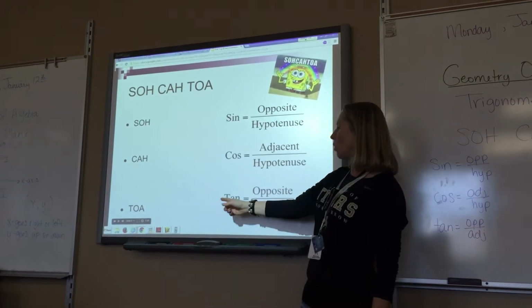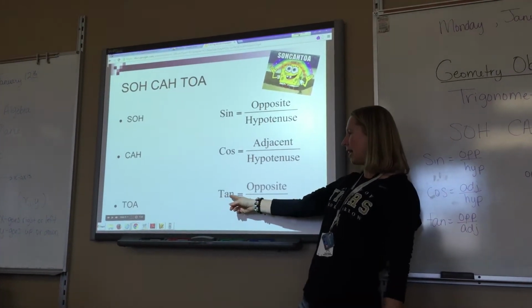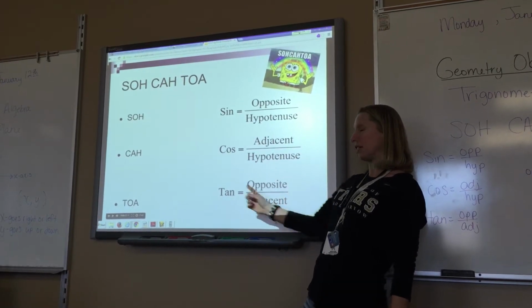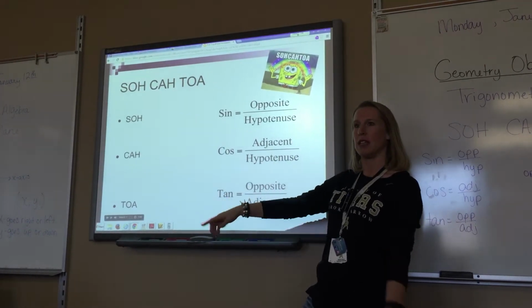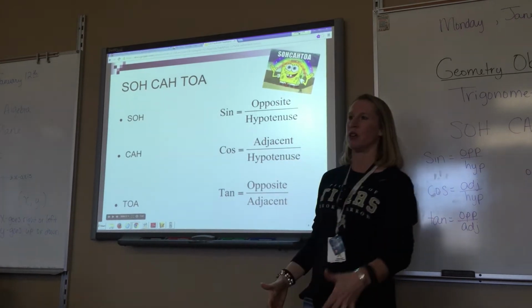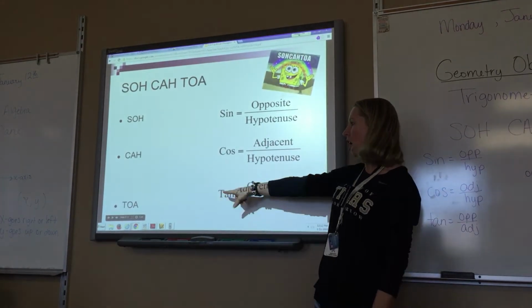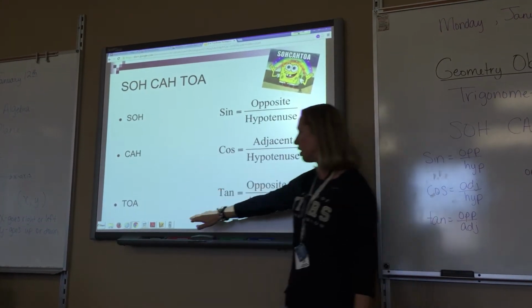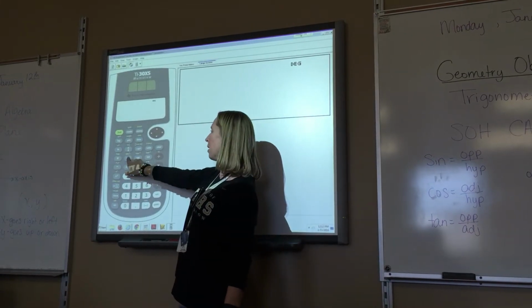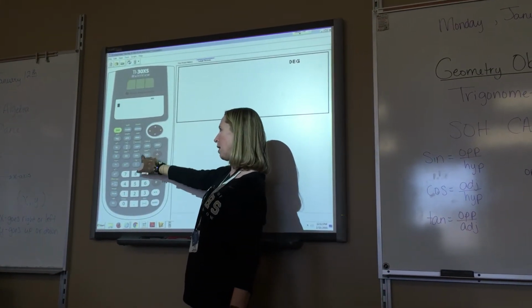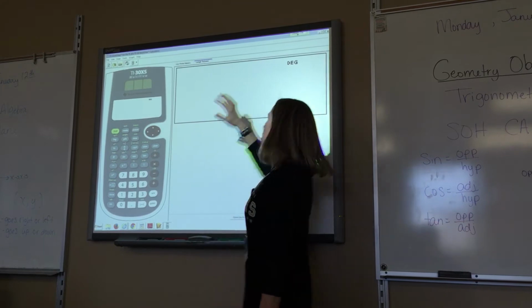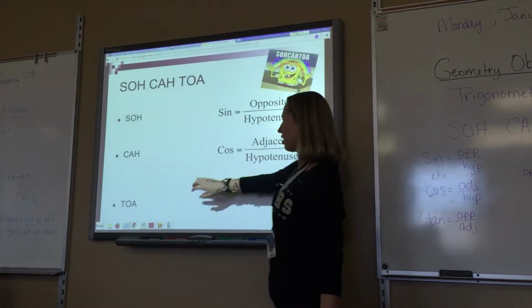Sohcahtoa, toa, the T part stands for tan, and tan is always opposite over adjacent. Tangent's the only one that has no hypotenuse. So anytime there's no hypotenuse, you automatically know it's tangent that we're going to use. So on the calculator, there's the sine button, the cosine button, and the tangent button. Tan is right next to divide. So those are the buttons you're going to be using on your calculator today.